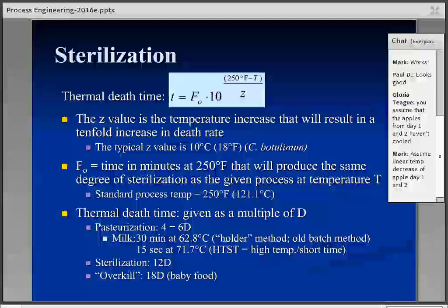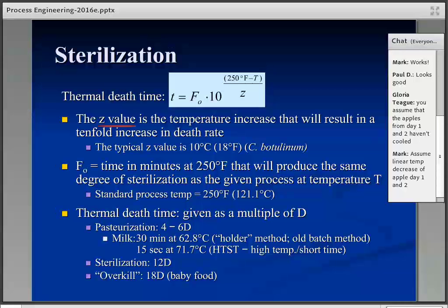Thermal death time is probably the most basic unit we look at, and this is the equation for that. T is thermal death time, small case t in this case. There are other terms in there. There's the Z value. It's the temperature increase that's required to get a 1 log cycle increase, a 10-fold increase in the death rate.